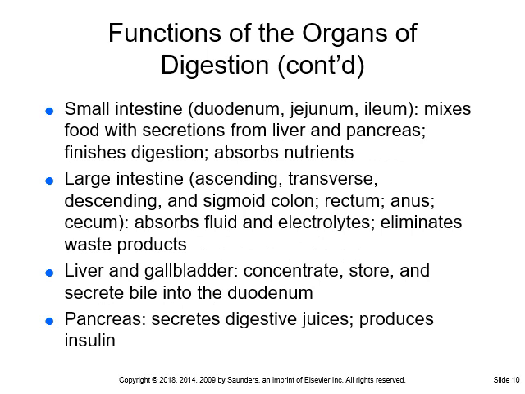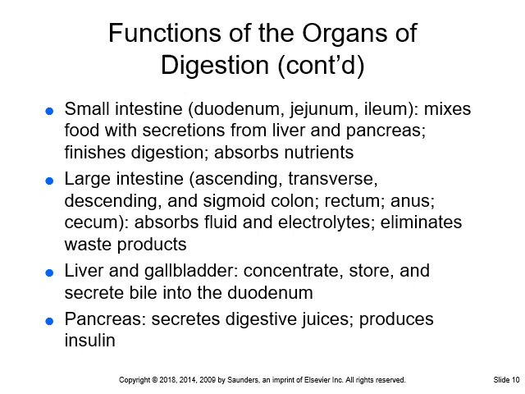The small intestine includes the duodenum, jejunum, and ileum. It is 2.5 centimeters in diameter and 6 meters long. It mixes food with secretions from the liver and pancreas. It finishes digestion and absorbs nutrients.